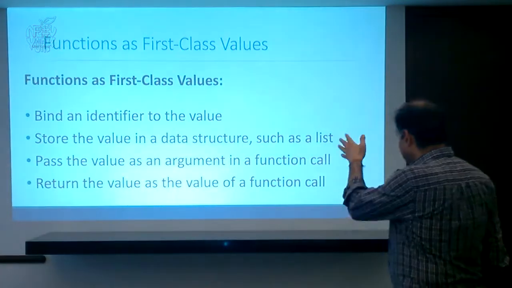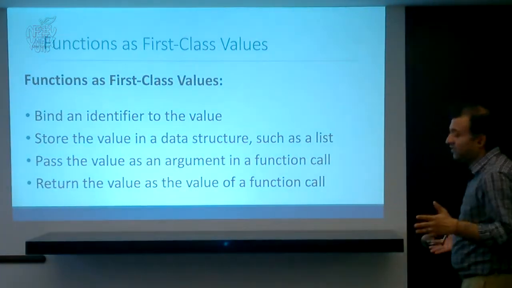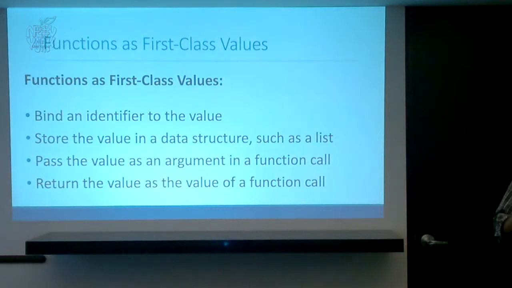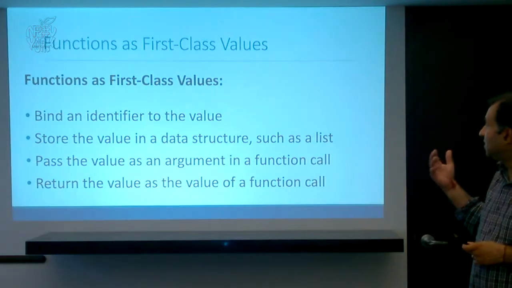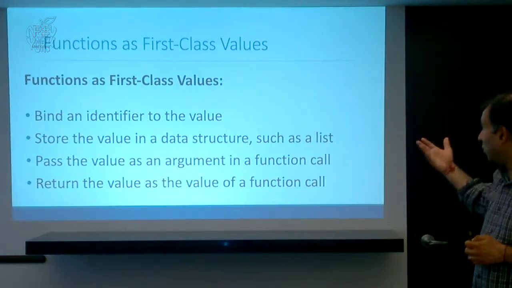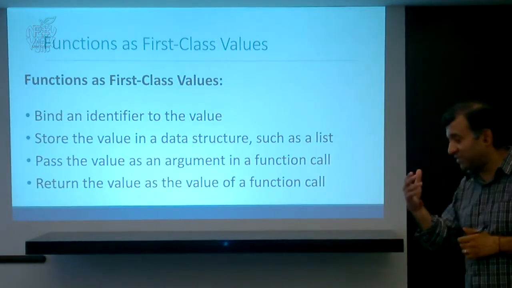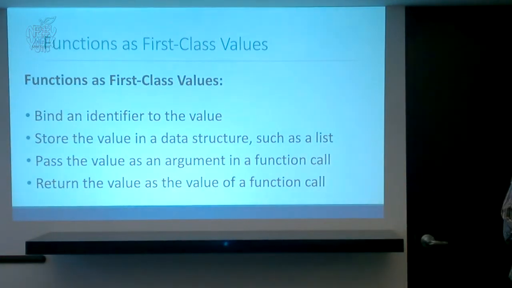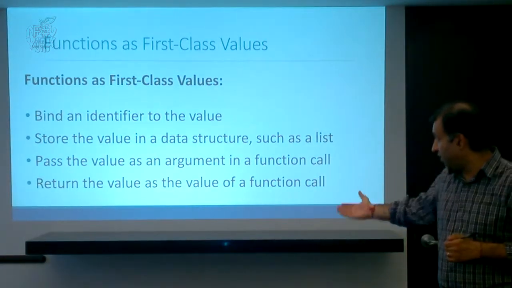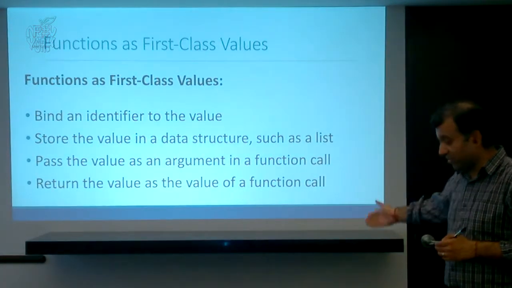Okay, so as I said, it's a functional language, so functions are the building blocks. The functions are treated as first-class values. So what is a first-class value? Basically, functions can be used pretty much the same way a variable can be used in a normal language, which means you can bind it to an identifier, you can store it in a data structure, so I can have a list.